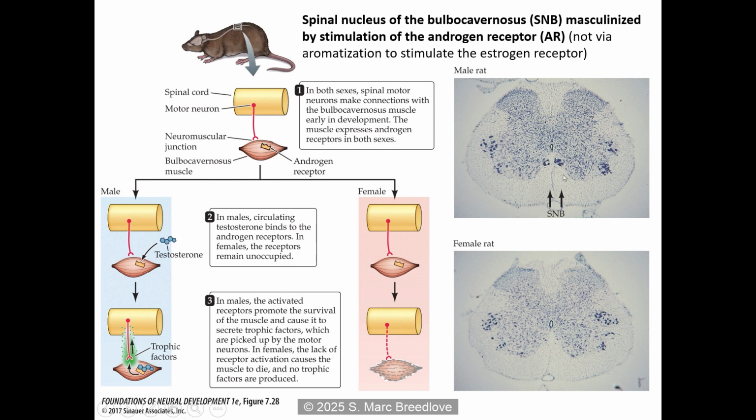So these are motor neurons, and they innervate muscles that are called the bulbocavernosus muscle. And so the nucleus is named the spinal nucleus of the bulbocavernosus. And it is totally under the control of androgen receptor, not estrogen receptor. So in the spinal cord, the aromatization hypothesis does not hold. So for example, you can look at rats that have a defective androgen receptor, and they are fully feminized in terms of the SNB.